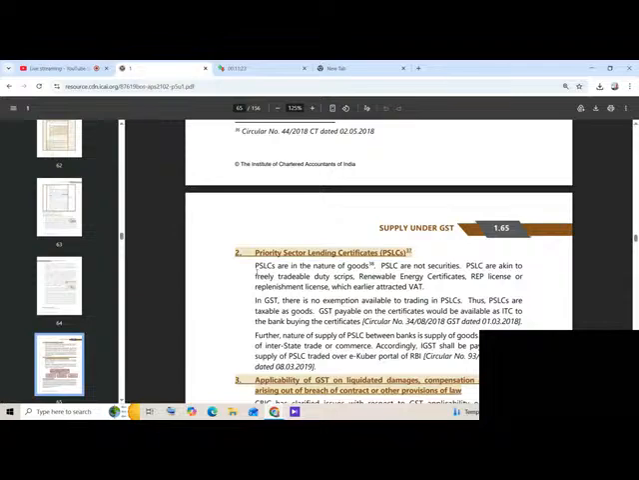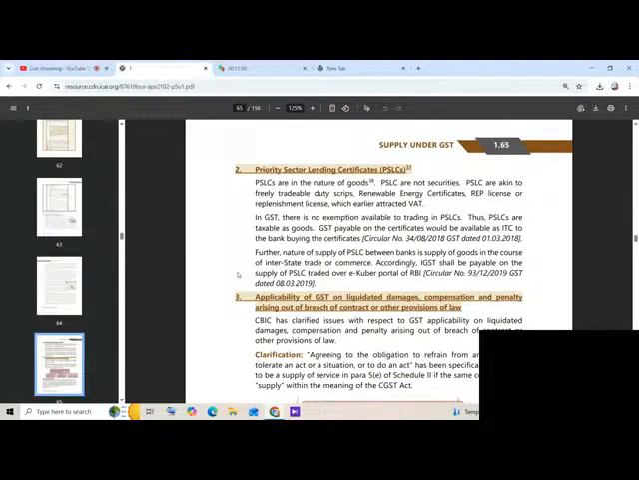Priority sector lending certificates. Priority sector lending certificates are in the nature of goods. Priority sector lending certificates are not securities. Priority sector lending certificates are akin to freely tradable duty scripts, renewable energy certificates, RDP license or replenishment license, which earlier attracted VAT. In GST, there is no exemption available to priority sector lending certificates, thus, PSLCs are taxable as goods. GST payable on these certificates would be available as ITC to the bank buying the certificates.